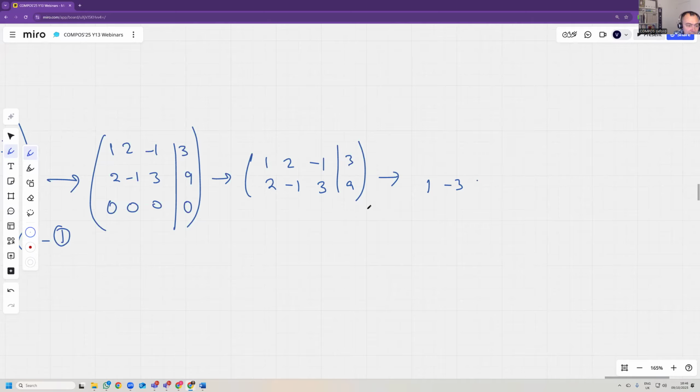Minus double, so we get 2 minus twice 1. So that's 0. Then minus 1, minus 4, minus 5. And then 3 minus plus 2, so 5, and 9 minus 6, 3. And we get 1, 2, minus 1, 3.